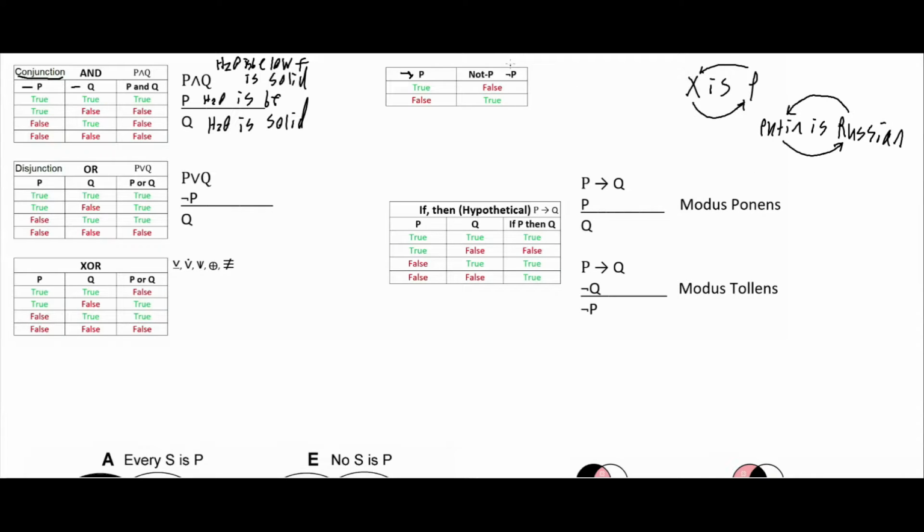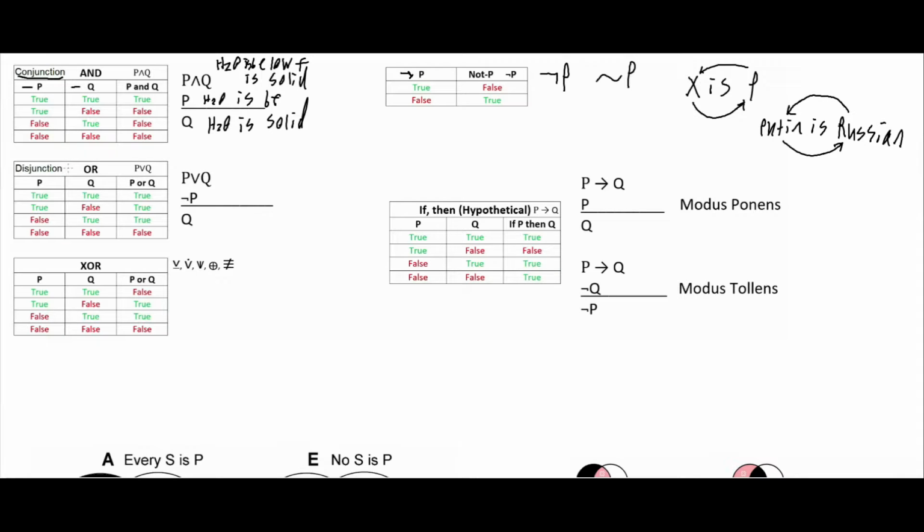I put this little symbol here, so you'll often see not written as a symbol that looks like that. You'll also see the tilde symbol that looks like that. Those are both things you will encounter as the not symbol. Over here, this little partial triangle pointing up is the and symbol, and the partial triangle pointing down is the or symbol.